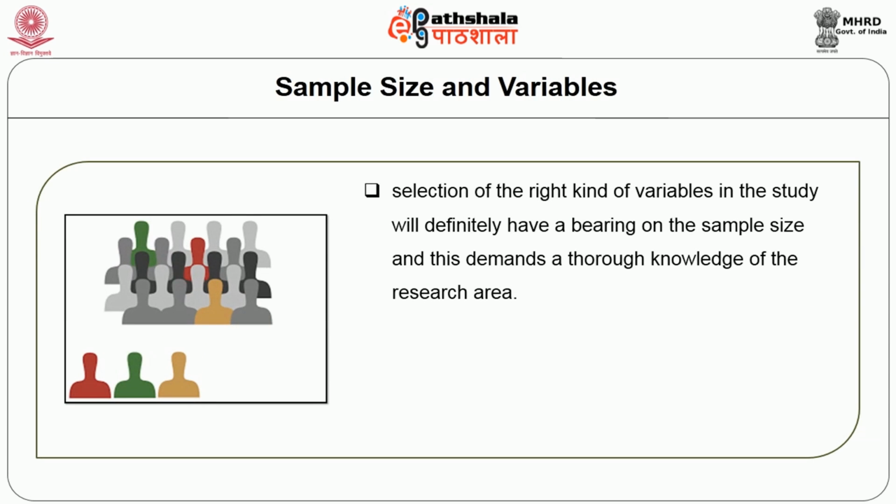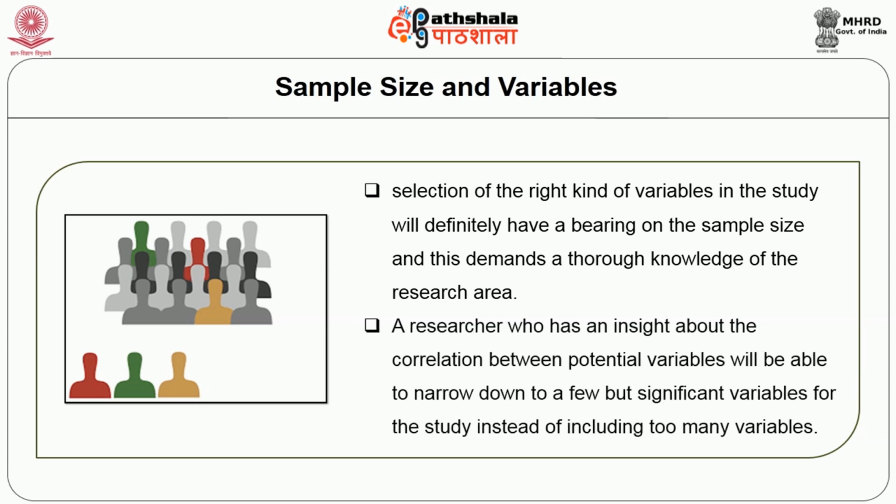In summary, selection of the right kind of variables in the study will definitely have a bearing on the sample size, and this demands a thorough knowledge of the research area. A researcher who has an insight about the correlation between potential variables will be able to narrow down to a few but significant variables for the study instead of including too many variables.